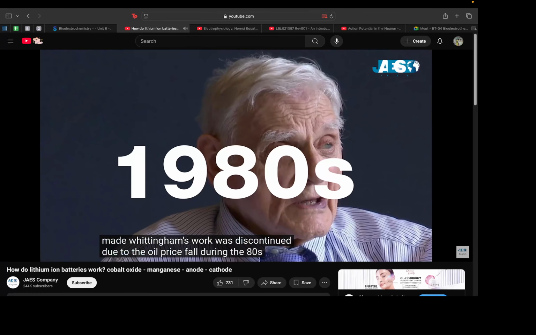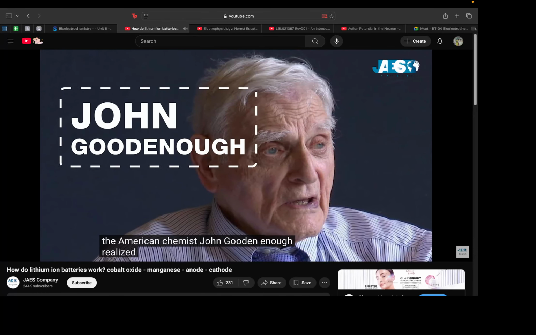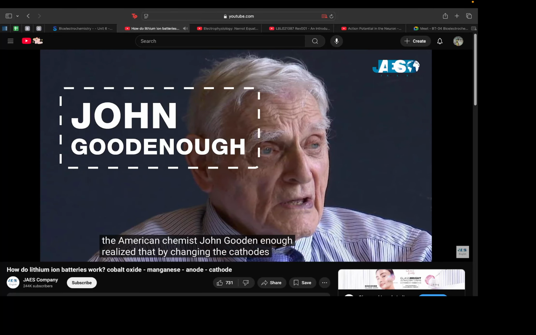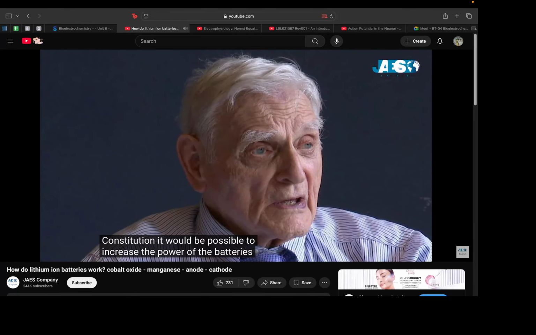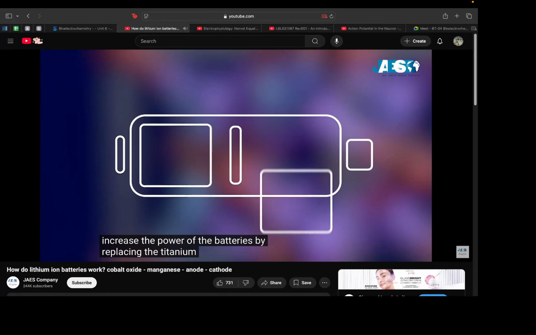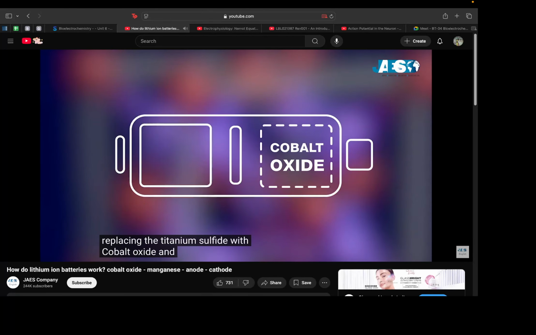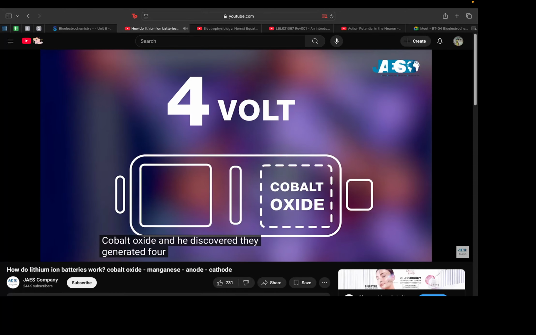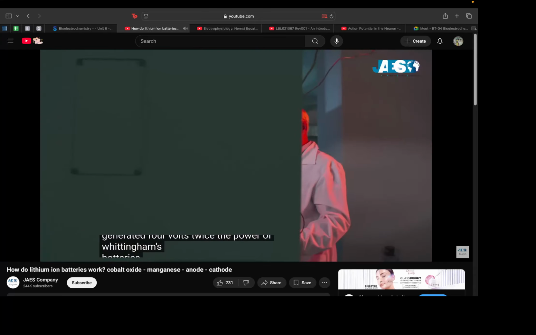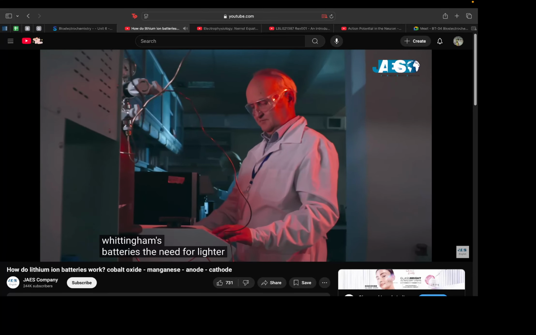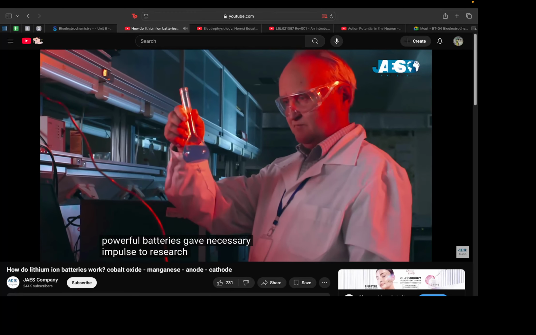During the 80s, the American chemist John Goodenough realized that by changing the cathode's constitution, it would be possible to increase the power of the batteries by replacing the titanium disulfide with cobalt oxide, and he discovered they generated 4 volts, twice the power of Whittingham's batteries. The need for lighter and more powerful batteries gave necessary impulse to research.